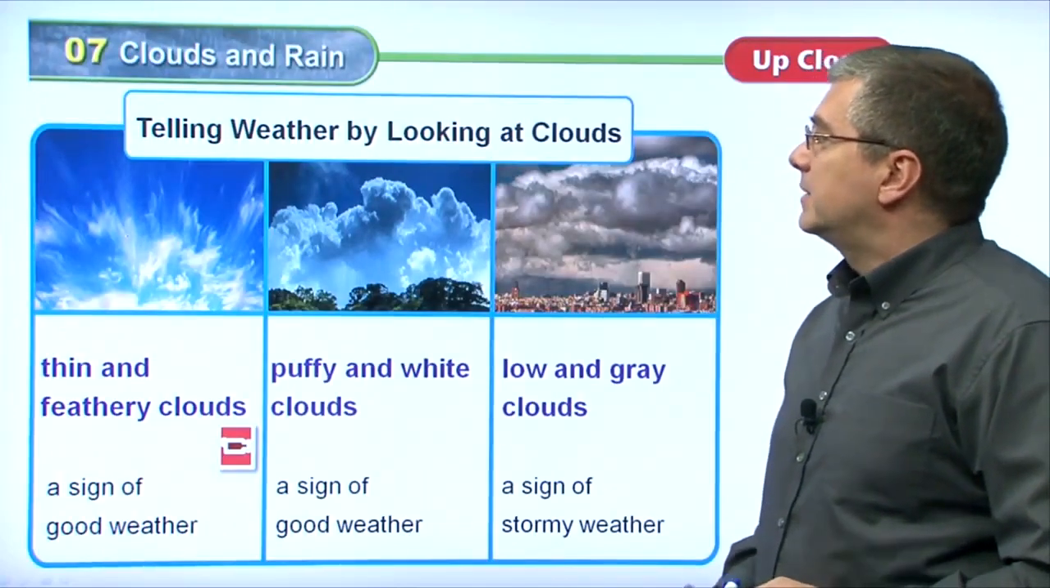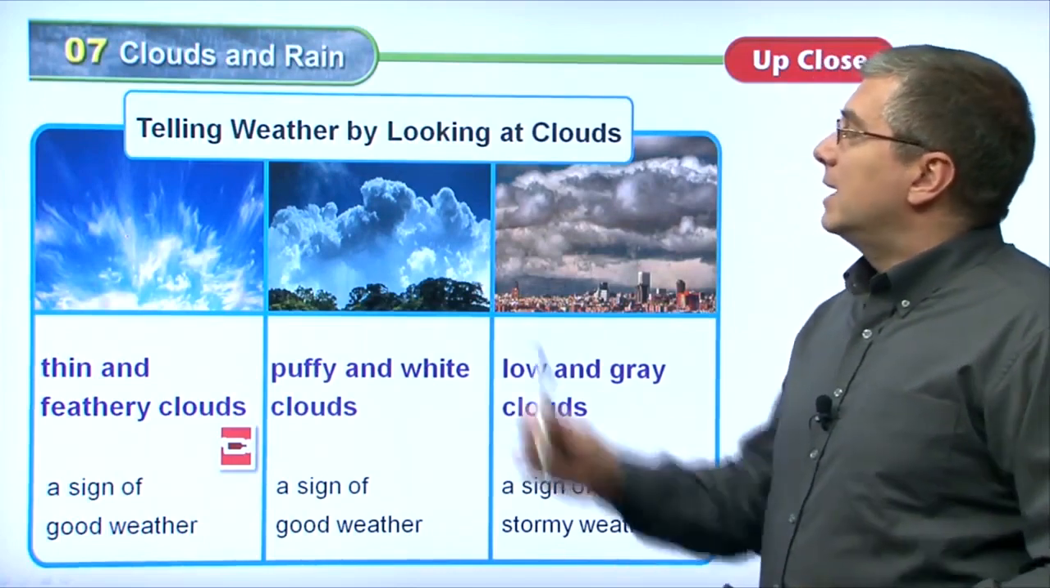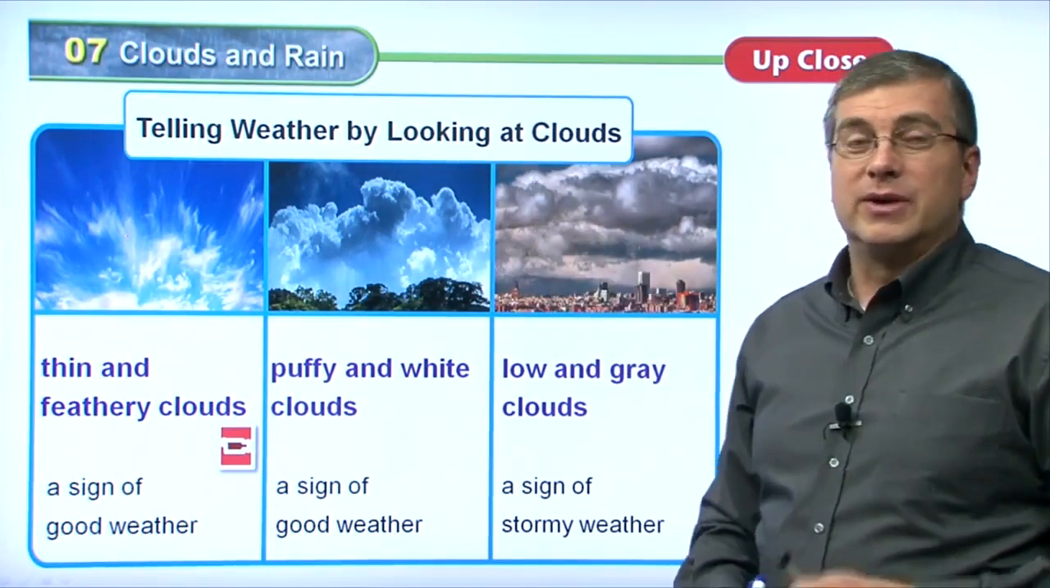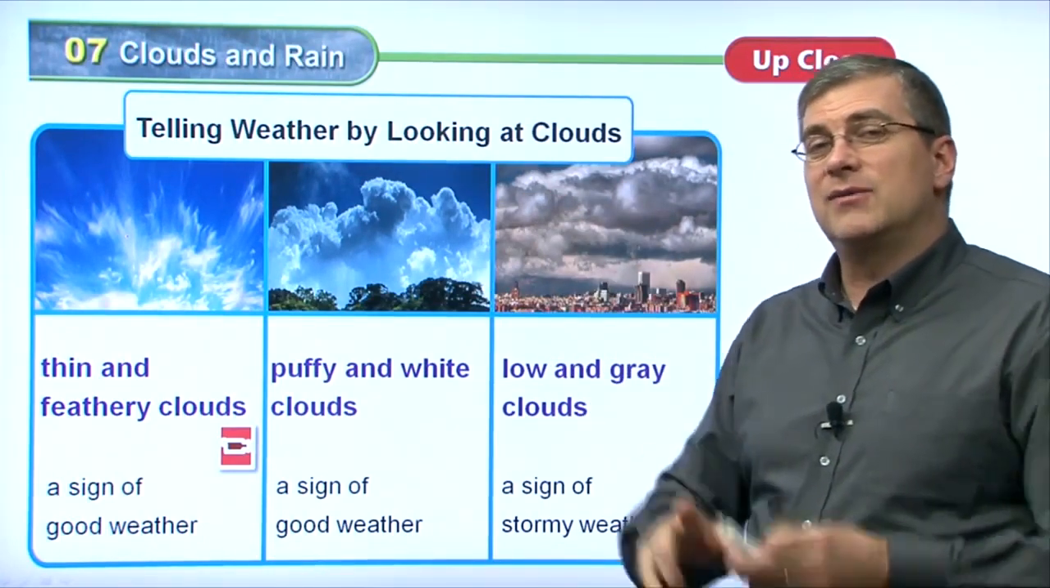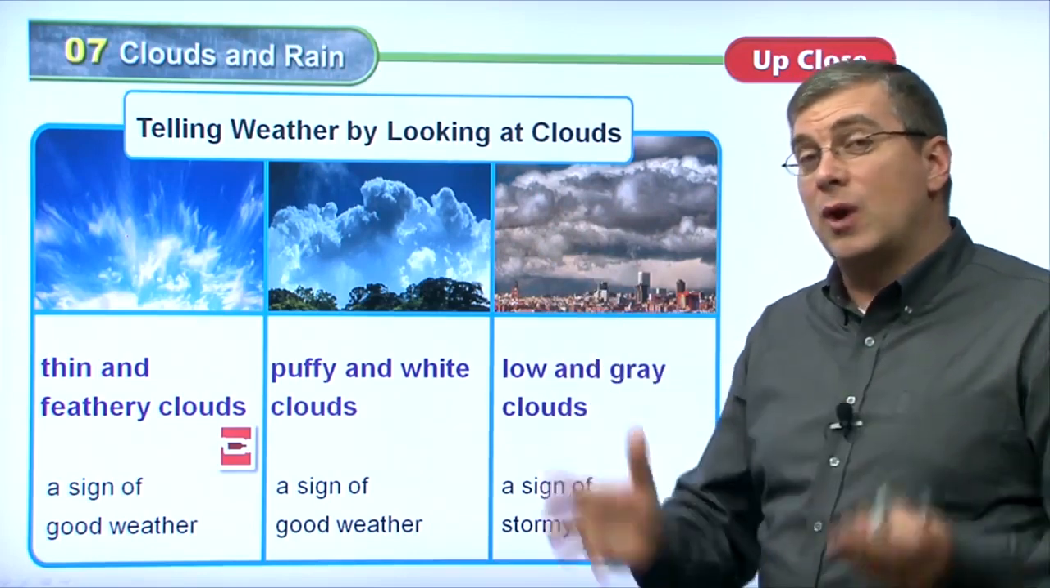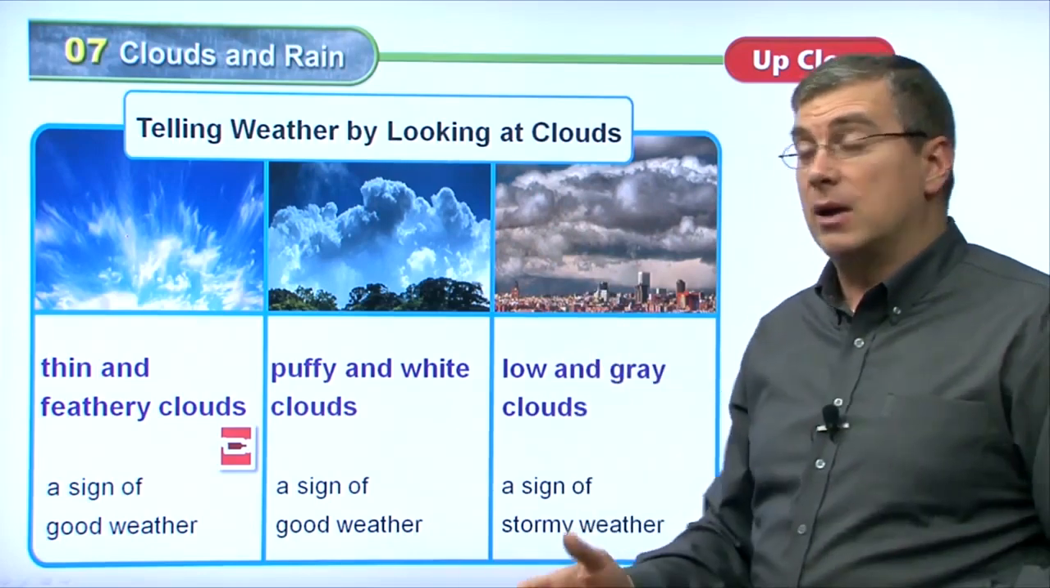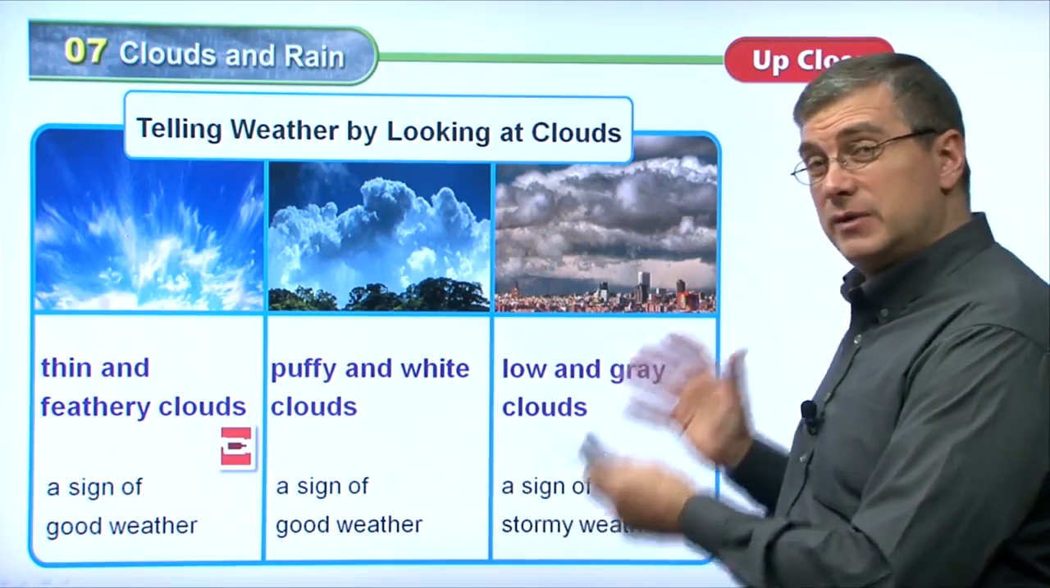Okay, let's take a look at our chart here. We can tell the weather by looking at clouds. Remember I talked about the clouds? I said if you see a white cloud, you see a gray cloud, or you see a black cloud. Well, this is a great chart to talk about that.